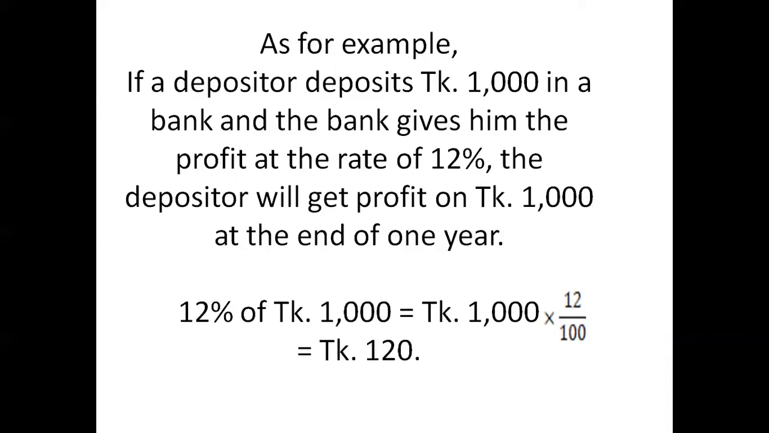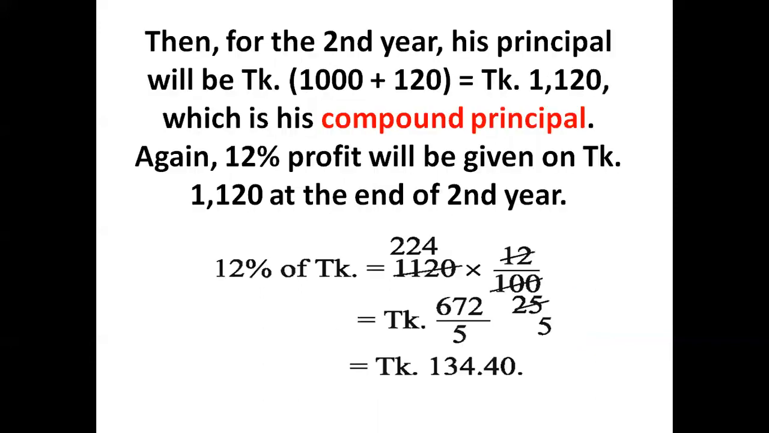So what will be that amount? That is 12% of 1000 taka. That is 1000 into 12%. 12% means 12 by 100. So after calculating this, we get 120. Then for the second year, his principal will be taka 1000 plus the profit of the year, that is 120. That is, the total amount will be 1120, which is his compound principal.